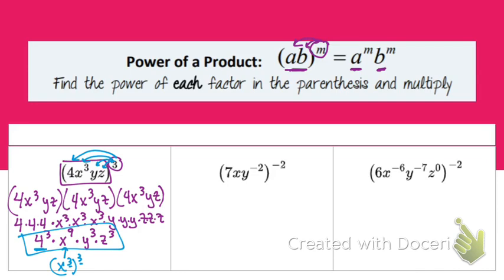Now for the next two, we'll skip all of that work again, and we'll go right to using this new shortcut that we've learned, where we apply that exponent to all 3 of these factors. So the 7 is going to get the -2 as the exponent, the x is going to get the -2 as the exponent, and the y to the negative 2 is going to get the negative 2 as the exponent.